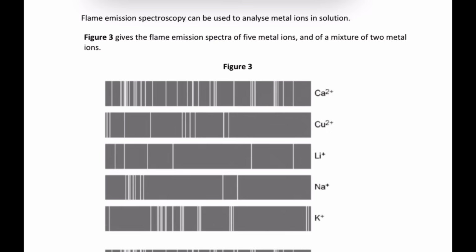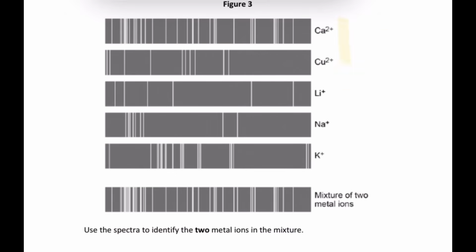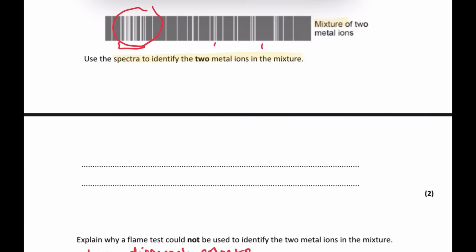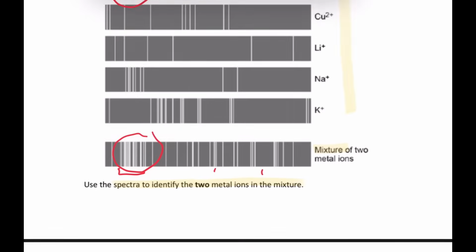Flame emission spectroscopy can be used to analyze metal ions in a solution. Figure 3 gives a flame emission spectra of 5 metal ions and a mixture of 2 metal ions. We have our metal ions over here and the mixture. Use the spectra to identify 2 metal ions in this mixture. Now all we have to do is look for our similar ones in this line. So you can see over here is a pretty obvious one, since this closely matches to Ca2+, our calcium, since it's the only one that has a lot over here. So our first one will be calcium 2+.